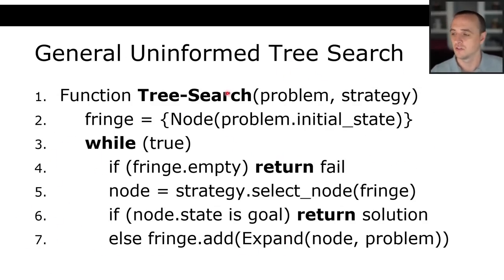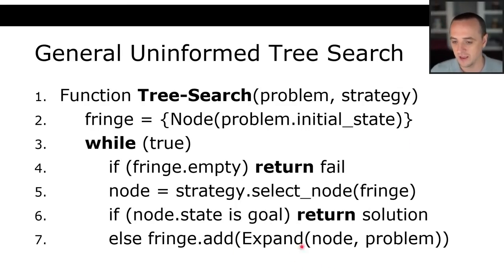So again, the main while loop says if the fringe is ever empty, then we have nothing else to search, so we return fail. Otherwise, our strategy is going to select a node to expand. If that node's state is a goal state, return a solution. Otherwise, we're going to expand that node and add its children back into the fringe. That's the entire algorithm. That is search. At a very high level, this is every single search algorithm. And then every very specific instance of this search algorithm is going to modify it slightly in order to do it in a slightly different way.